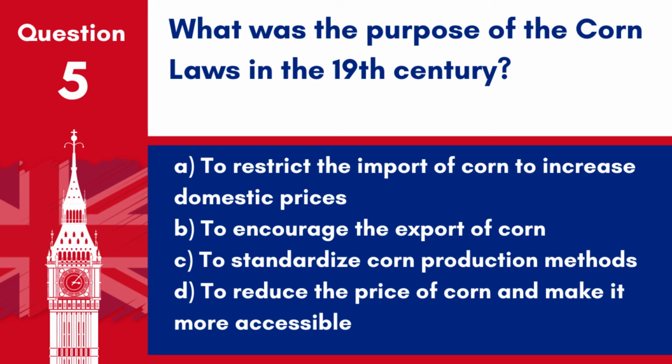Question 5. What was the purpose of the Corn Laws in the 19th century? A. To restrict the import of corn to increase domestic prices. B. To encourage the export of corn. C. To standardize corn production methods. D. To reduce the price of corn and make it more accessible.